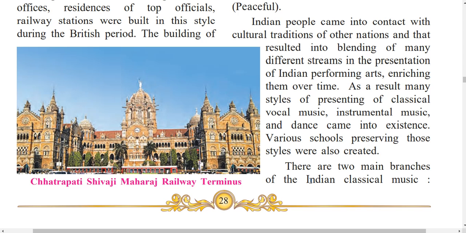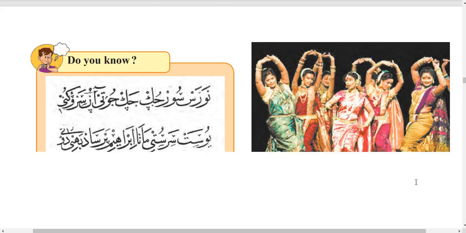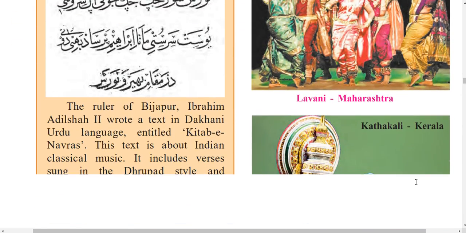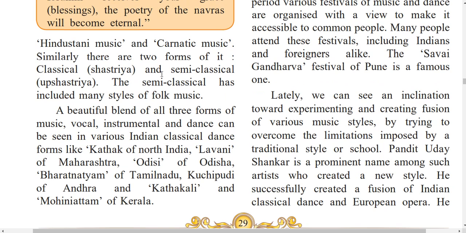There are two main branches of Indian classical music: Hindustani music and Carnatic music. Similarly, there are two forms of it: classical, Shastriya, and semi classical, Upshastriya. The semi classical has included many styles of folk music.